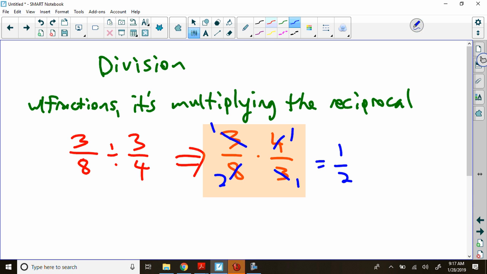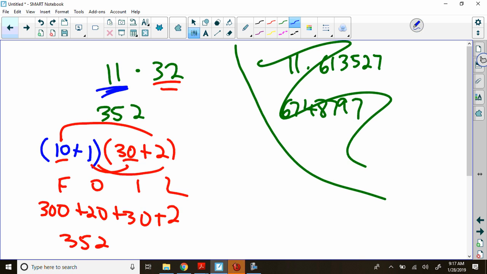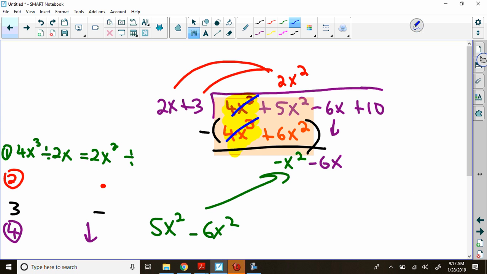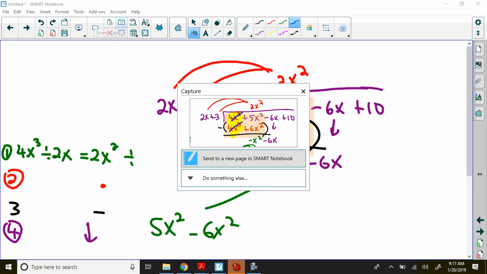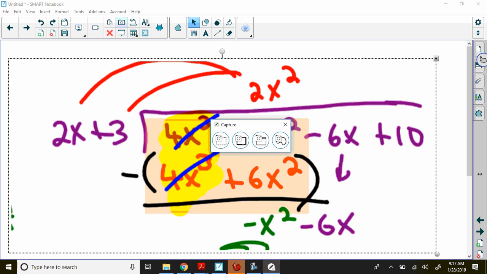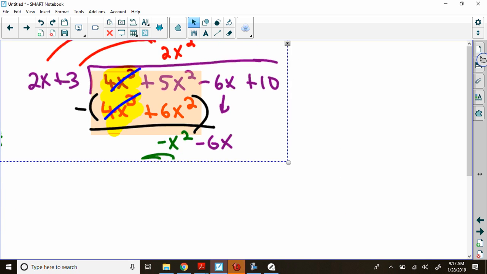So maybe we're ready to go back and look at that purple thing, that purple monstrosity. And we're ready to start this process again. Maybe I'll cut that out and put it on a new page. Send to a new page. Oh, there it is. Boy, that's big. I don't need it to be that big.